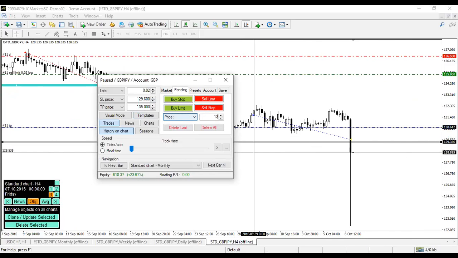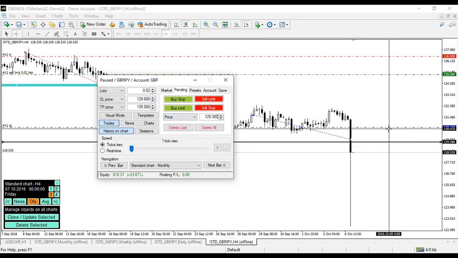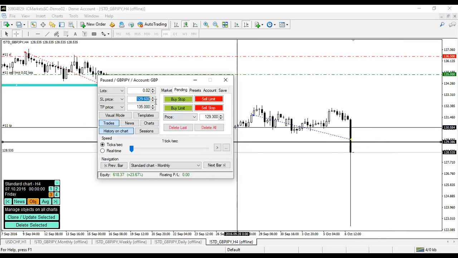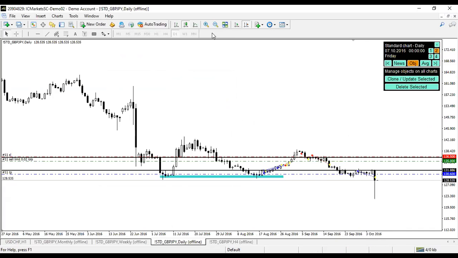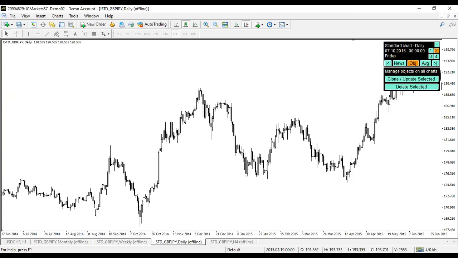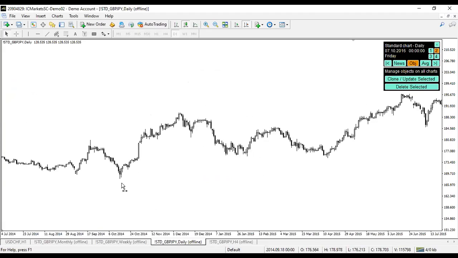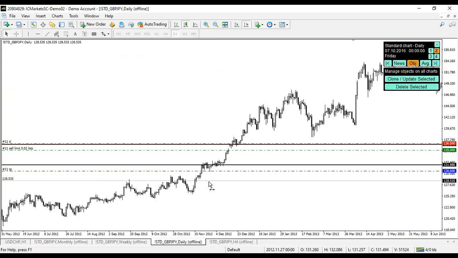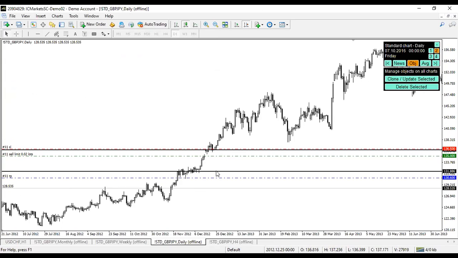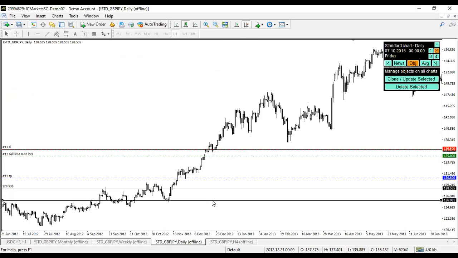129,686, 129,300, let's say, and our stop loss is above this, 130,600. And our take profit, let's see what it is. This is the next level, basically, 126. Right now, price is 128.